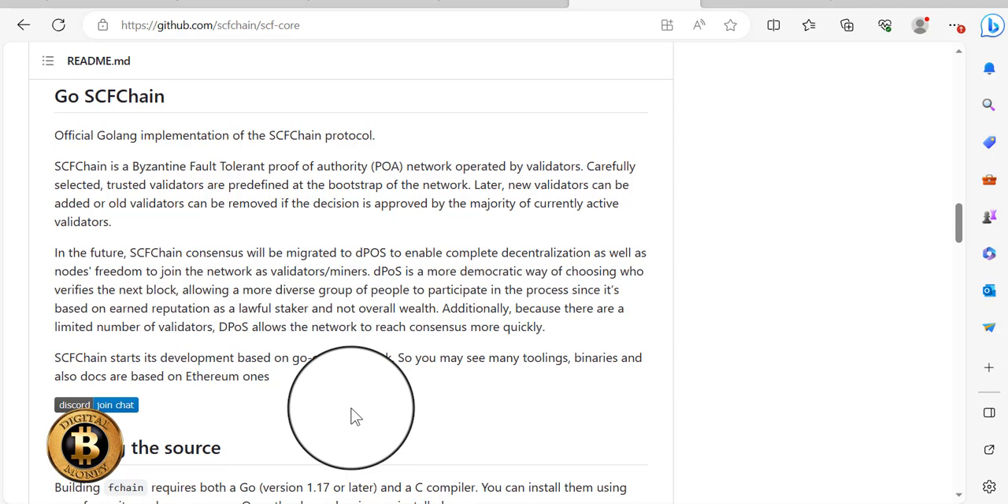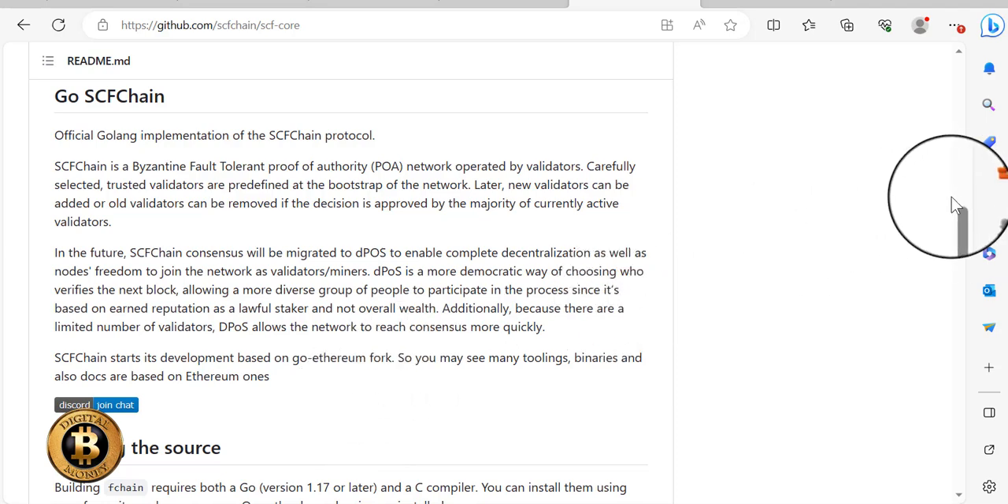The SCF chain starts its development based on Go Ethereum fork. So you may see many toolings, binaries, and also docs are based on Ethereum ones, right? Because the SCF blockchain is EVM compatible, or interoperable, as an Ethereum-based platform, it can plug into other cross chains and other blockchains, right? So what is all of this saying, right?